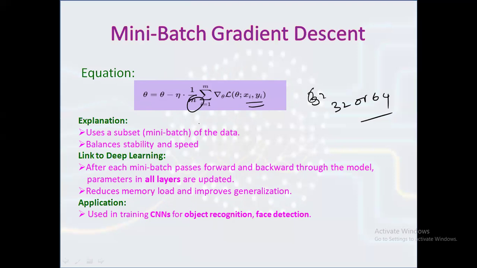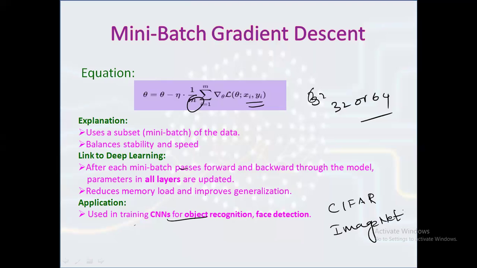In deep learning, this is the most commonly used technique. Each mini-batch flows through the network, computes gradients layer by layer, and updates parameters efficiently. It strikes a good balance between computation time and accuracy. It is especially useful in training convolutional neural networks for image classification and object detection, where large data sets like CIFAR or ImageNet are processed. In this case, CIFAR or ImageNet are the data sets used.